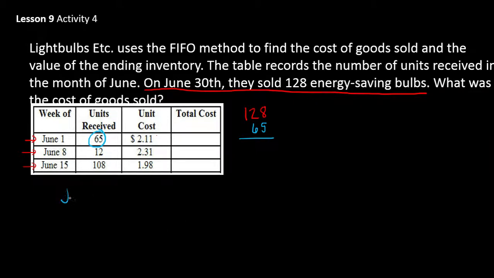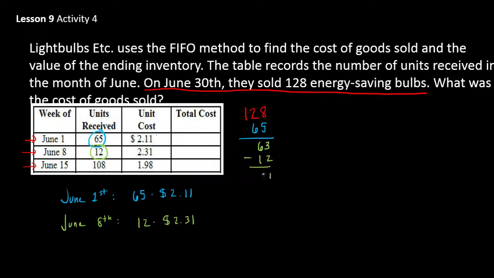So from June 1st, I know that I sold 65 units worth $2.11 per unit. I know I did that. So when I did that, that left me with 63 units. So I go back to my inventory, I look at what's left, and I sell all of the oldest stuff first. So I would have sold all 12 of the units from June 8th at $2.31 per unit.